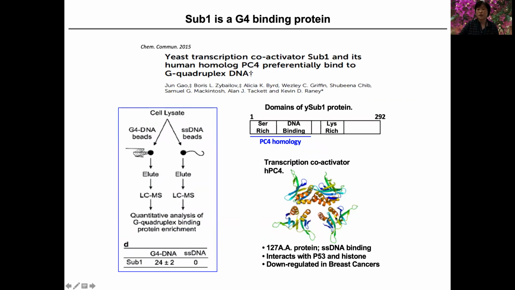It's a very small transcriptional cofactor, and it has a highly conserved human homolog called PC4. It was identified in 2015 as one of the proteins, actually the only protein, that was shown to bind to G4 DNA-forming oligos in a pull-down mass spec assay. So this is one of the most highly G4-specific binding proteins in the whole yeast cell extract.